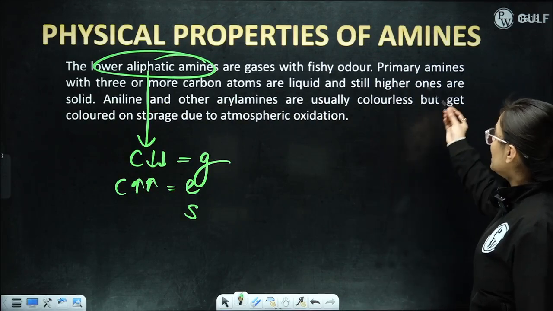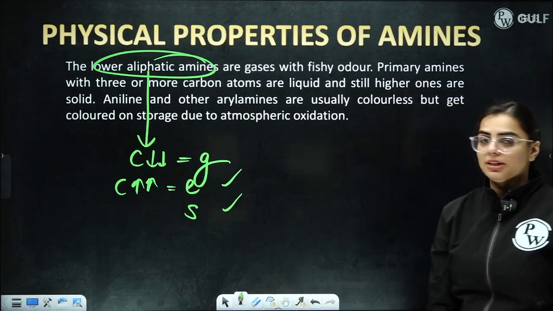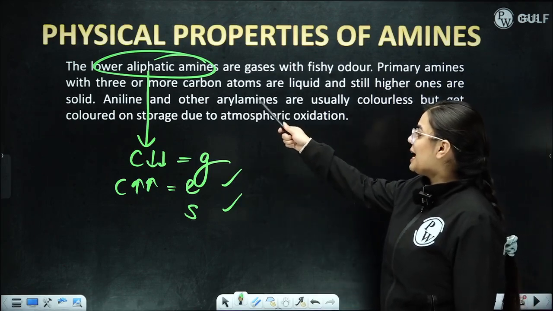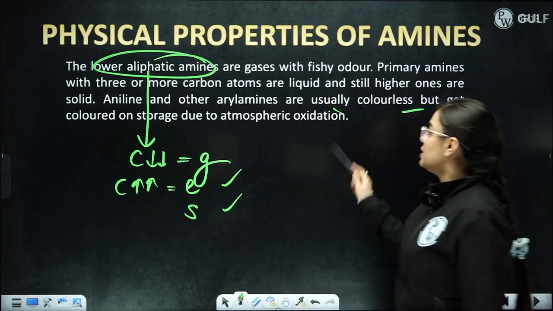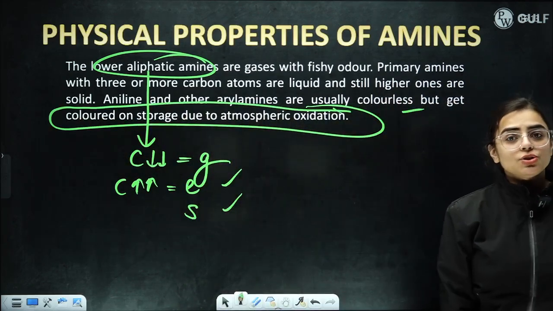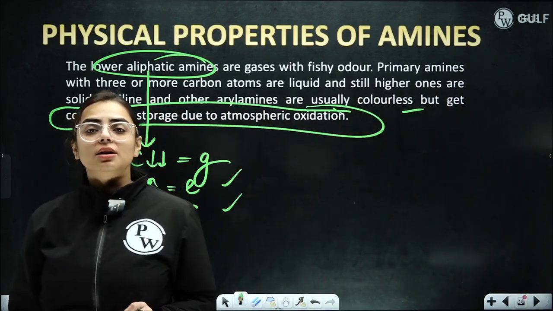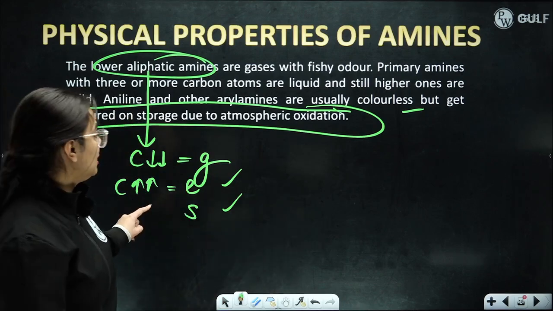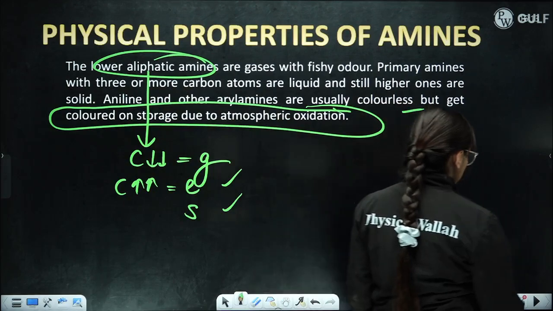That is written like this: primary amines with 3 or more carbon atoms are liquid and the still higher ones are solid. If I talk about aniline and other aryl amines, they are colorless, but they get colored due to atmospheric oxidation. So on storage, when oxidation occurs, they change their color. They will get color, but they are usually colorless. I hope this is fine.